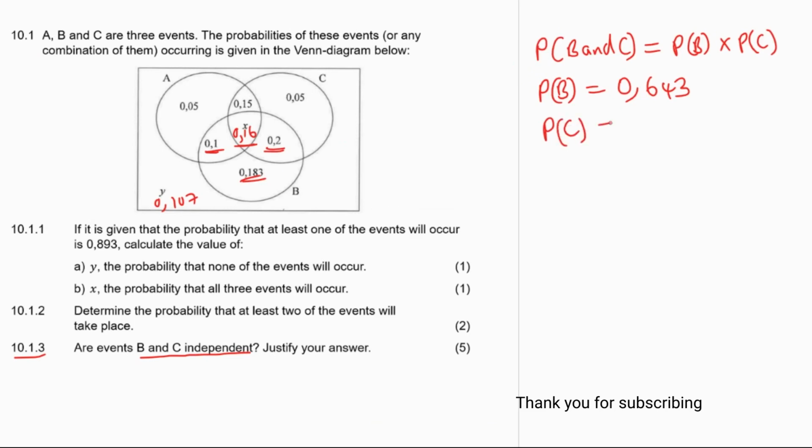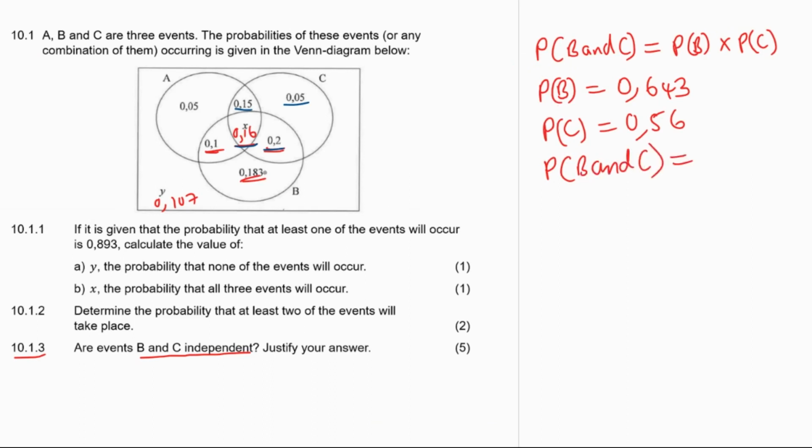And then we have the probability of C. Probability of C, we're looking at this circle. So which ones are we adding? We're saying 0,05 plus 0,15 plus 0,16 plus 0,2. And then this should give us 0,56.